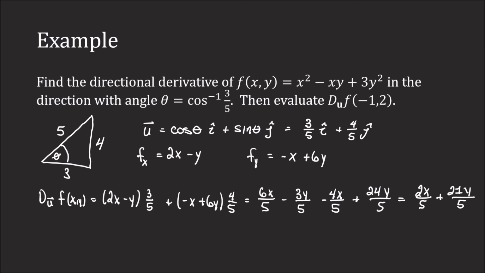So now all we have to do is plug in negative 1, 2. So our derivative of f in the direction of u at the point negative 1, 2 is negative 2 over 5 plus 42 over 5. This winds up being 40 over 5, which is simply 8.